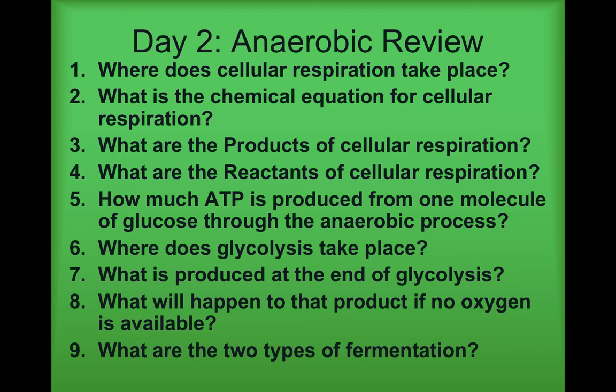So you will need to know some of the basic information about cellular respiration, like where it takes place, what the equation is, and don't forget, products and reactants. You'll need to know both. How much ATP is produced in anaerobic? Only 2 ATP is produced. Where does glycolysis occur? It occurs in the cytoplasm. What is produced at the end of glycolysis? Pyruvate. What will happen to that product if no oxygen? Pyruvate will ferment. And then, of course, know the 2 different types of fermentation, alcoholic and lactic acid, and some of that information about it.